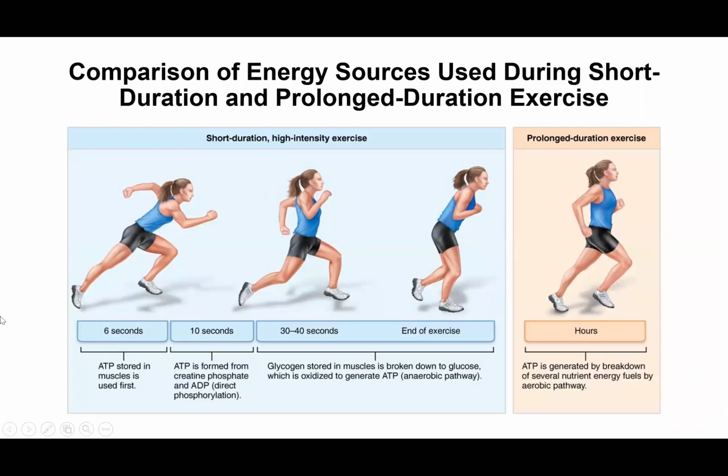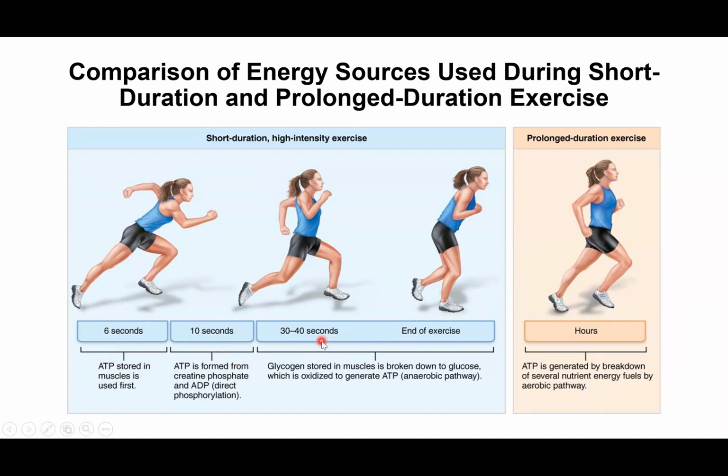So I'm going to give this in a context of different exercises. In short duration, high intensity exercise, ATP that is stored in muscle is used first, and this is going to last about 6 seconds. And from the start of exercise to about the point where we reach about 16 seconds, that second 10 seconds, ATP is formed from creatine phosphate and ADP, so this is direct phosphorylation.